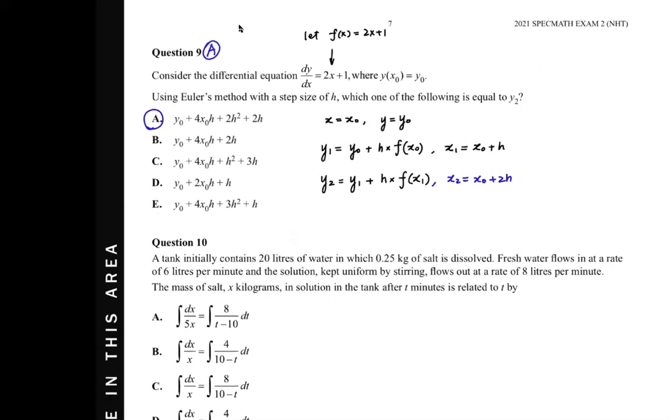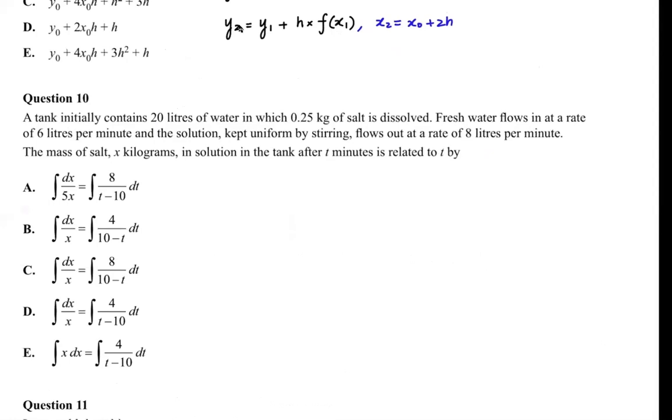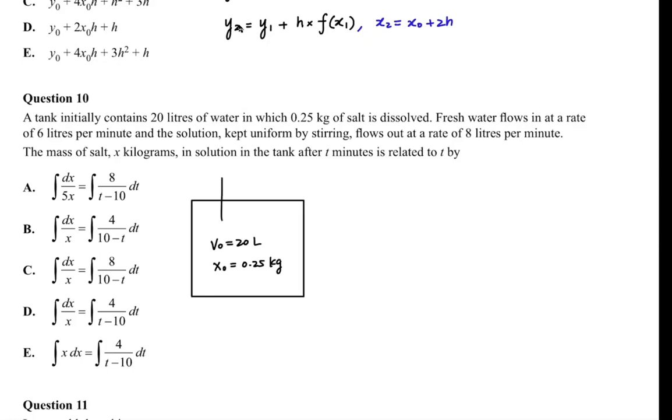All right, so question 10. A tank initially contains 20 liters of water in which 0.25 kilograms of salt is dissolved. So V0 equals 20 liters. X of 0 is 0.25 kilograms. Fresh water flows in at a rate of 6 liters per minute. So dV/dt in is 6 liters per minute.